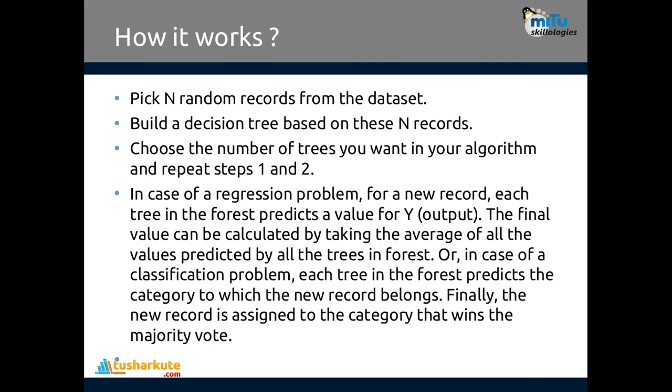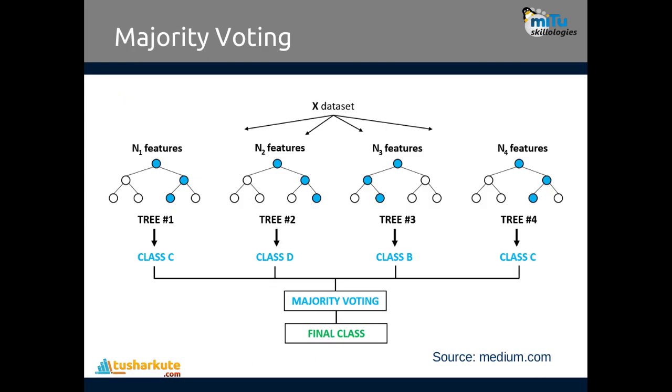Let's see exactly how it is done graphically. See the majority voting concept here. For example, I have a data set X. This data set is split into n1, the first part, n2 second, n3 third, and n4 fourth. I have created 4 parts, which means the number of trees expected from the random forest is 4 here. So 4 trees are created.